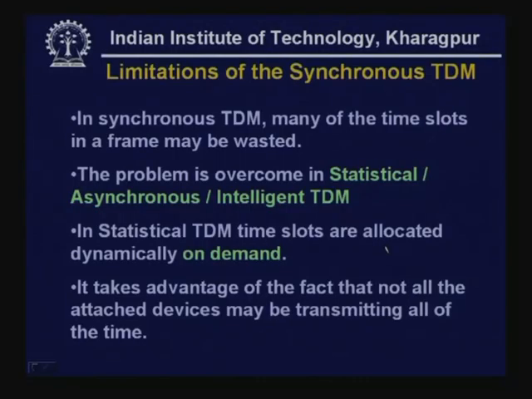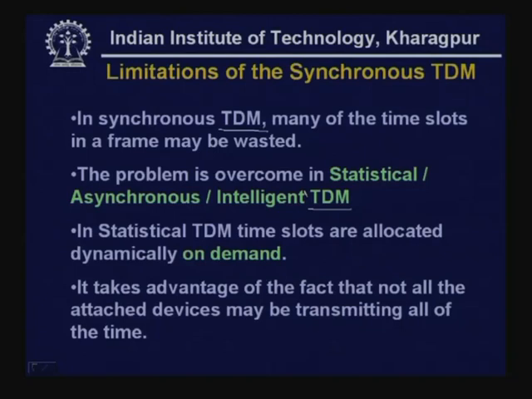This limitation is overcome by using a technique known as statistical time division multiplexing. It is also known as asynchronous time division multiplexing or intelligent time division multiplexing. So, regarding the wastage that happens in case of synchronous time division multiplexing, usually we refer to synchronous time division multiplexing as TDM, time division multiplexing. Now, this problem is overcome in statistical or asynchronous or intelligent time division multiplexing.